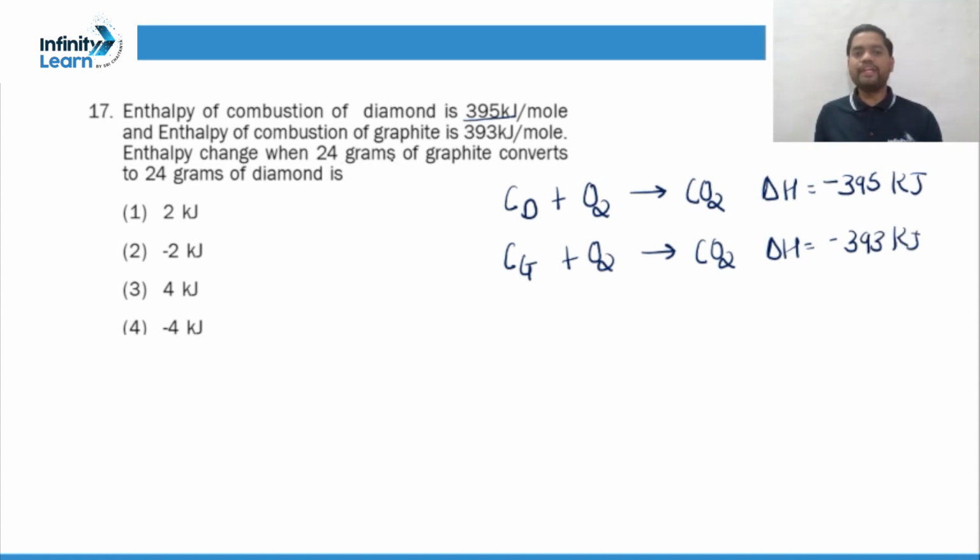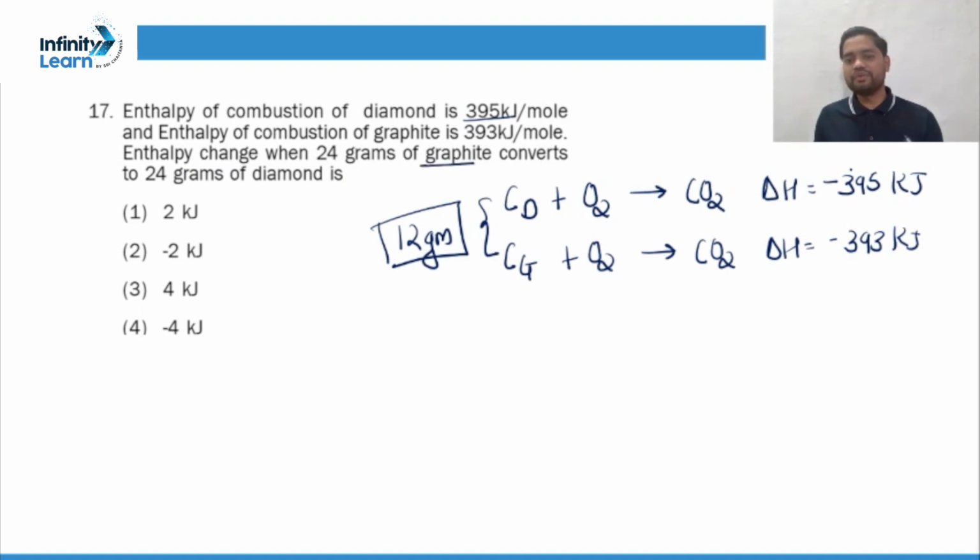Enthalpy change when 24 grams of graphite converts to 24 grams of diamond. Here in both the cases they are 12 grams because they all are carbon. So let us calculate for 12 gram and then we'll multiply it by 2, so it becomes 24 grams.